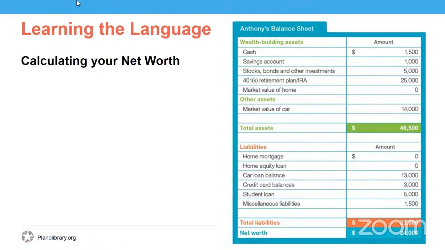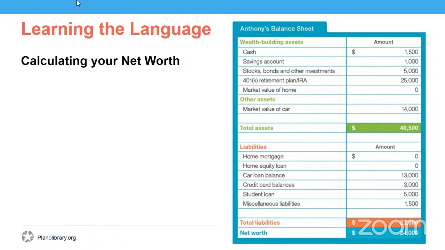And so this is Anthony's list of assets. He has cash, a savings account, stocks, retirement accounts, and his car. All total, this adds up to $46,500 in total assets.